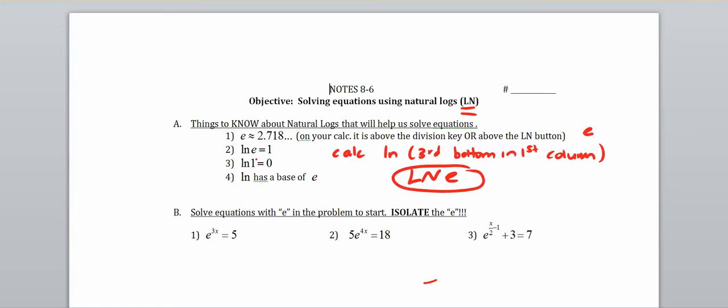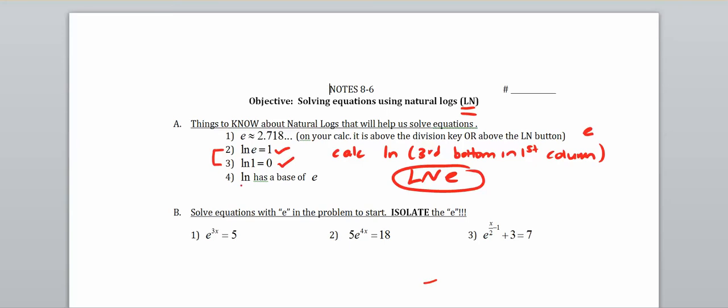So anyways, LN E is equal to 1. That's going to be super helpful for us later to solve equations. Another thing that's going to be helpful is to type in ln of 1. Type in ln, then the number 1, press enter, and you're going to see that the natural log of 1 equals 0. Both of these are going to be exceptionally important and helpful when we solve equations.